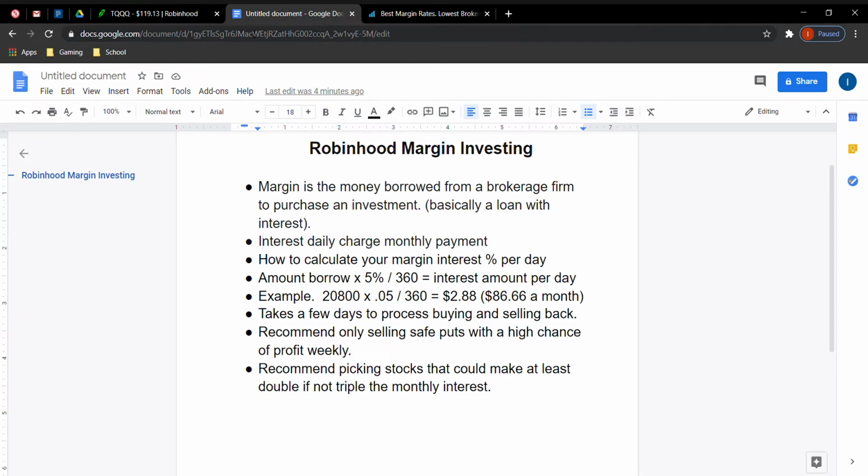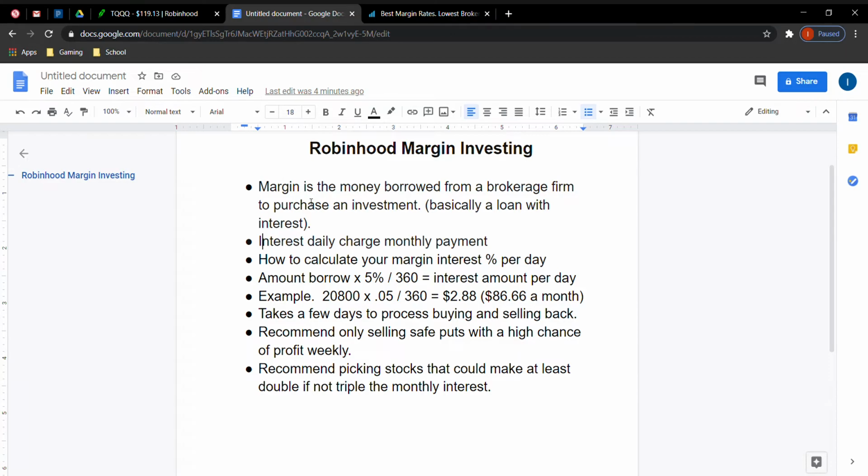So Robinhood margin investing is basically money borrowed from a brokerage firm to purchase an investment. So basically a loan with interest. The interest is a daily charge and a monthly payment through Robinhood. So this is how you calculate your daily interest. You take the amount borrowed times 5% divided by 360. So this equals the interest amount per day.